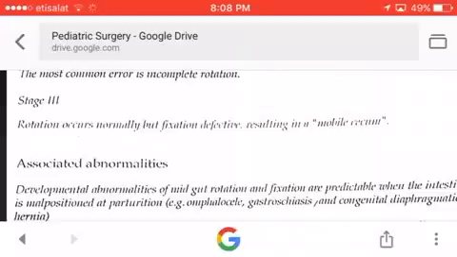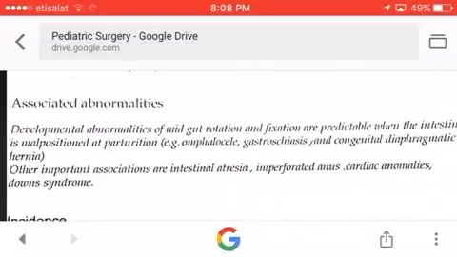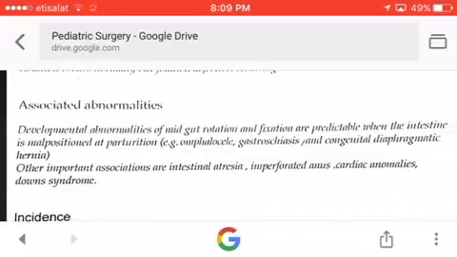Associated abnormalities. Developmental abnormalities of midgut rotation and fixation are predictable when the intestine is malpositioned, as in omphalocele, gastroschisis, and congenital diaphragmatic hernia.